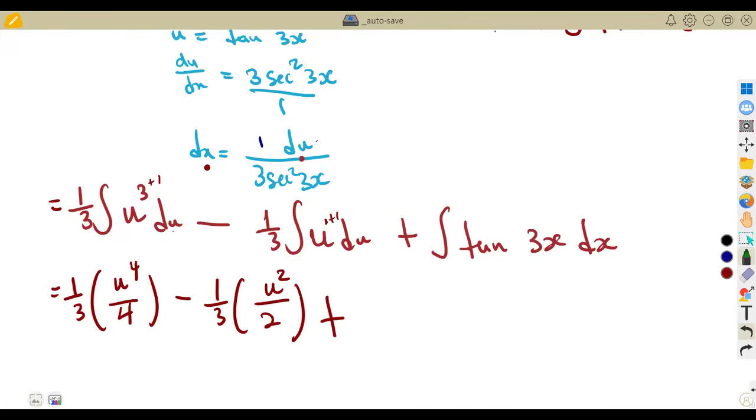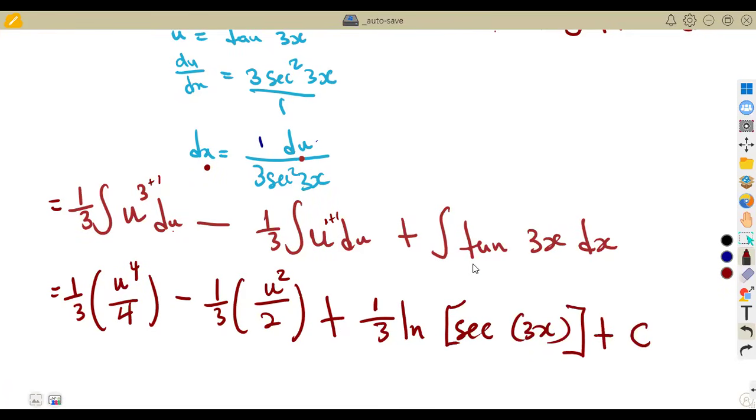We're going to substitute. So as we saw, we're going to get 1/3. It gave us 1/3 ln of sec 3x, like this, plus the constant of integration. So that's it, we are done.